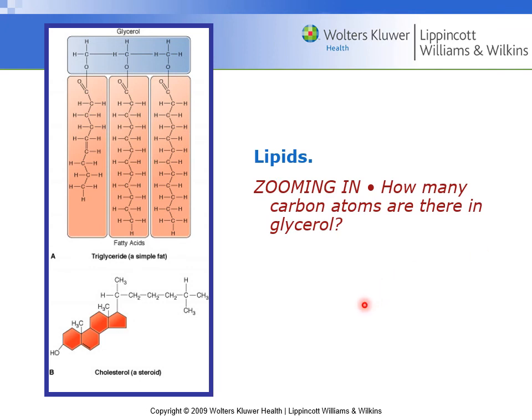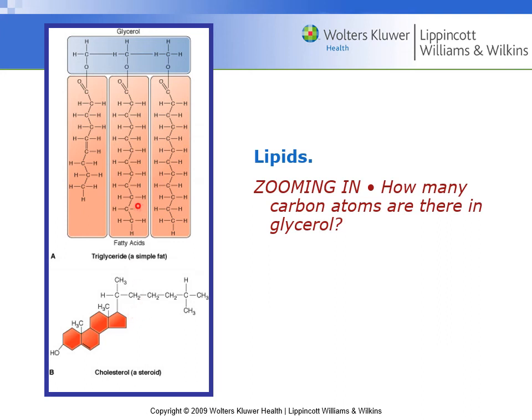Here we're looking at lipids. One of the things you will notice is this is a simple fat, a triglyceride, composed of fatty acids and glycerol. The glycerol entity is at the end, and here we have these fatty acid chains attached to the glycerol. Here's another example: cholesterol, which is a steroid, showing its structure.